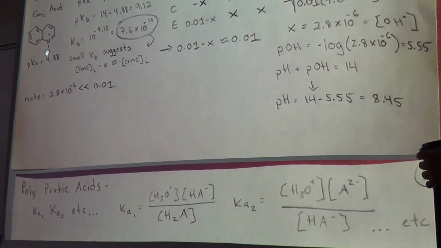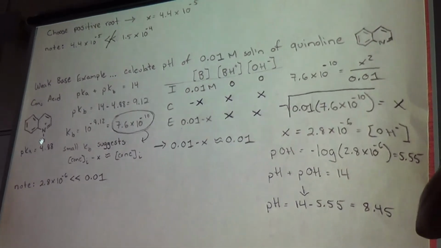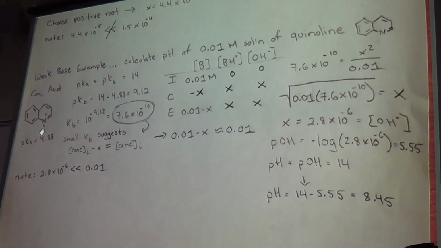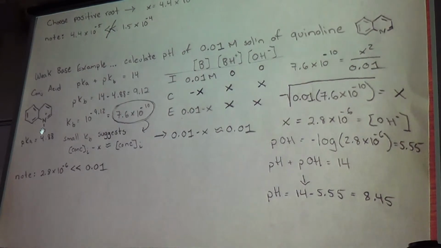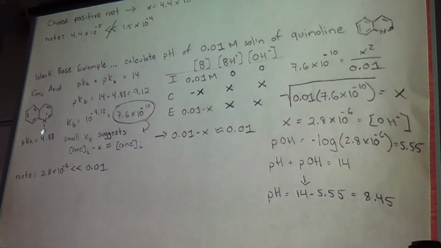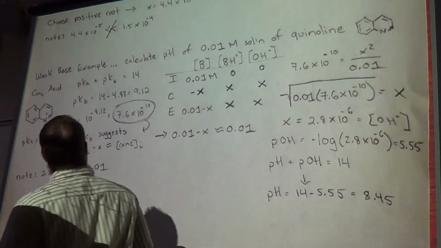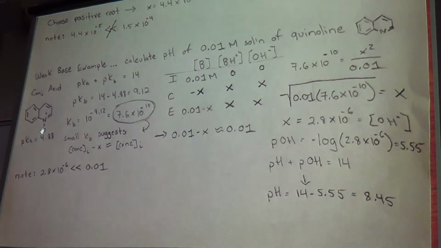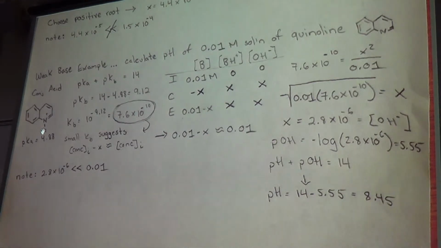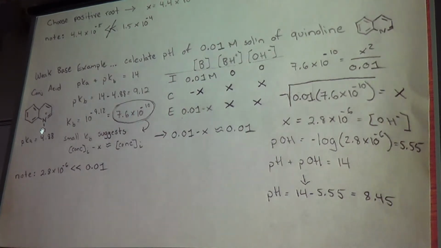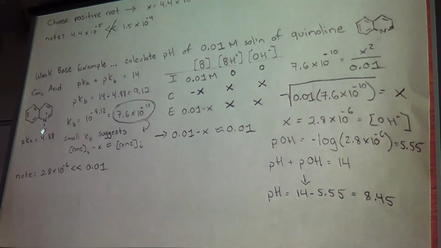All right, so we've got another problem where we start off with a base. We're looking at a weak base going into solution. They give us the pKa of the base, 4.88. We know that if we're looking at a dissociation of a base in solution, we're going to need the pKb. So pKb plus pKa is 14, therefore pKb is 14 minus 4.88. We end up with 9.12 for the pKb.